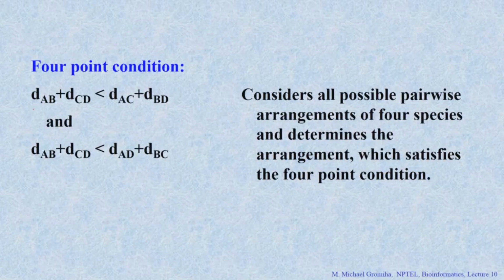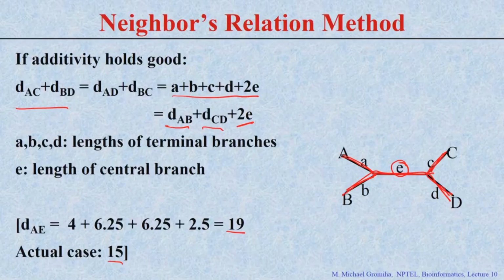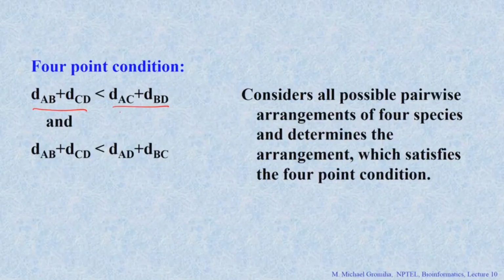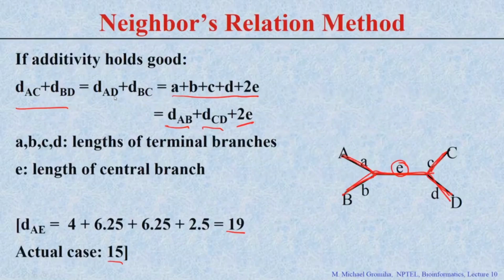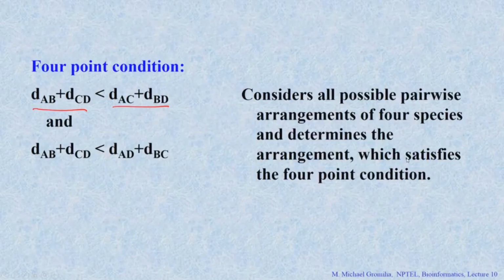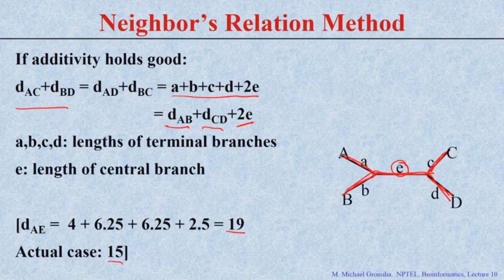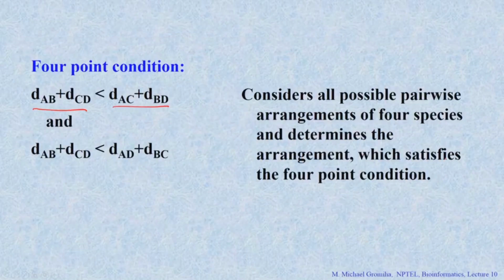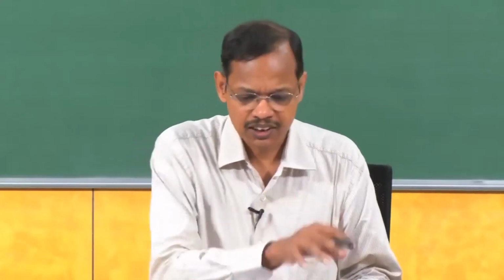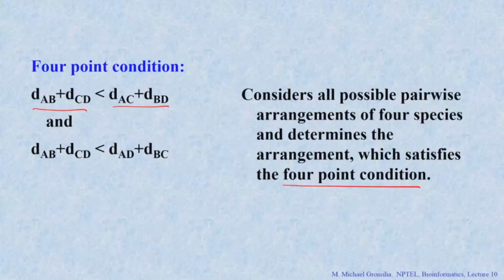If you put AB plus CD, that should be less than AC plus BD, right, because if you see here AB plus CD should be less than AC plus BD, because we have this value E. AB plus CD is also less than AD plus BC, right, either we take this or we take this, that should be less. Okay, now if you have different species, they consider all the pairwise arrangements and put them in such a way that they satisfy this 4-point condition, right.